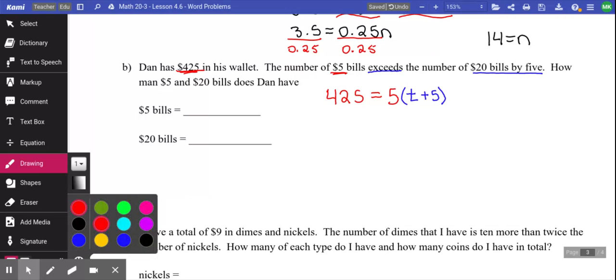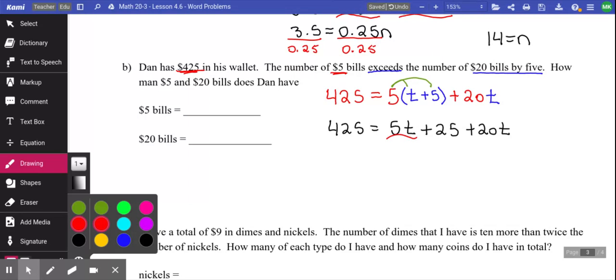The next thing I'm going to do is calculate the amount of $20 bills I have. So I'm going to add $20 times however many $20 I have. In this case, I don't know how many I have. I just know that there's T of them. So T would represent the number of $20 bills I have. Perfect. To solve this thing, we need to expand. So we multiply the 5 into the brackets. That gives me 425 equals 5T plus 25 plus 20T.